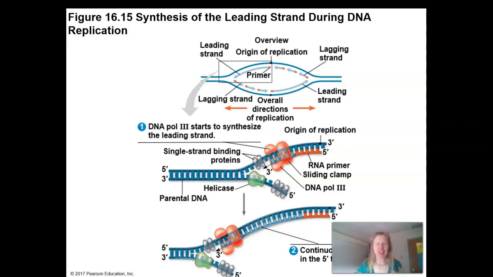Okay, this gets a little tricky. Because the DNA is anti-parallel, it can't be built the same on both sides, right? We can only add to the 3' end. We can only build 5' to 3'. Here's the other thing that gets students. When I say 5' to 3', I mean on the new DNA strand.